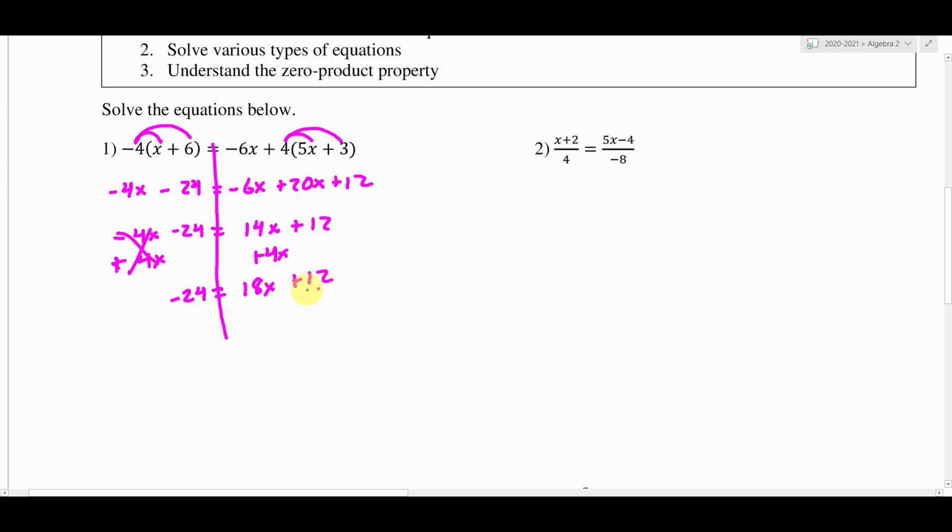Okay. Now I'm going to take this 12 and move it over here with the -24. So I'm going to subtract 12 from both sides. And over here I'll get a -36. Extend my line here.